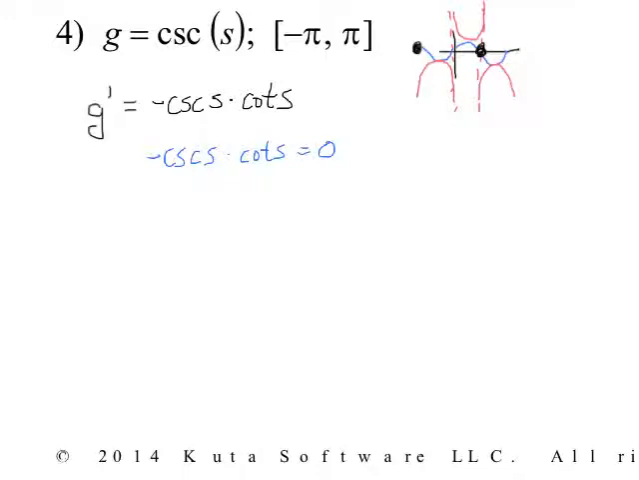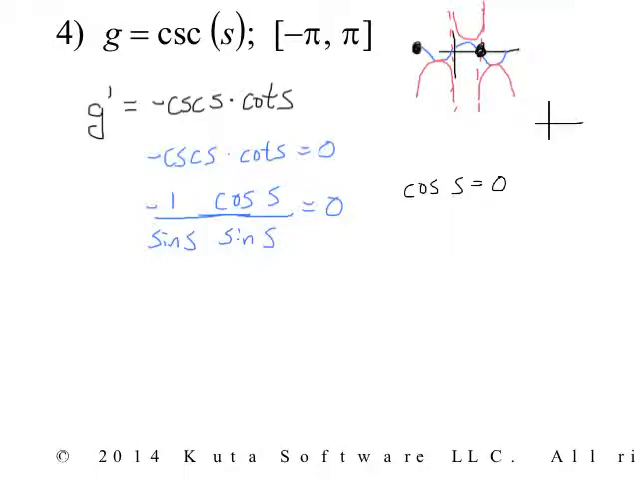So cosecant is 1 over sine s, and cotangent is cosine over sine, so cosine s over sine s. And if we wanted to know when this function is equal to 0, that would occur whenever the numerator is 0. So we'll ask ourselves, when is cosine of s equal to 0?